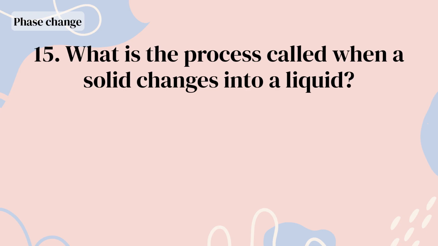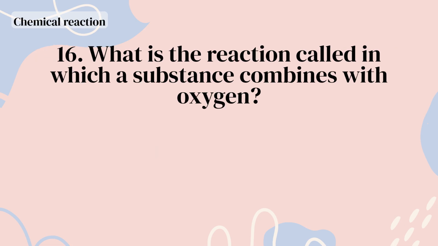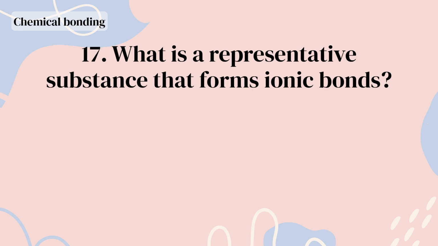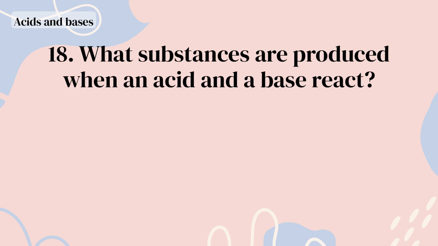Water. What is the process called when a solid changes into a liquid? Melting, fusion. What is the reaction called in which a substance combines with oxygen? Oxidation. What is a representative substance that forms ionic bonds? Sodium chloride. What substances are produced when an acid and a base react?